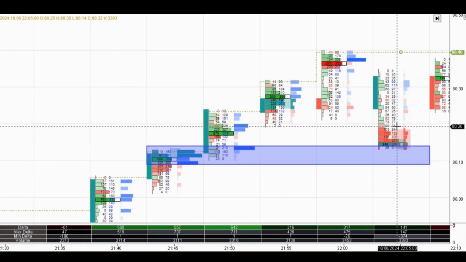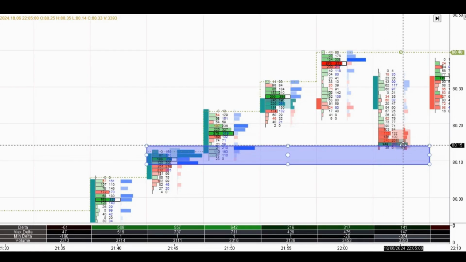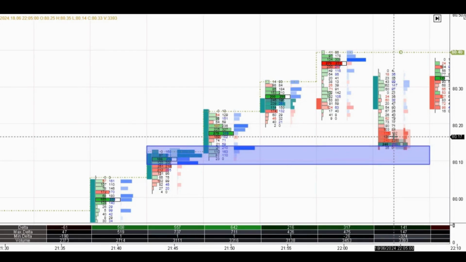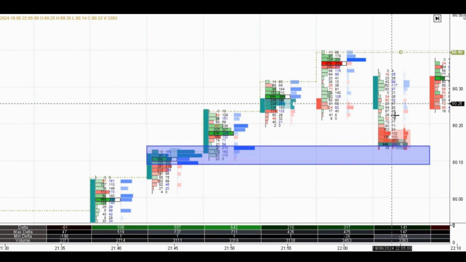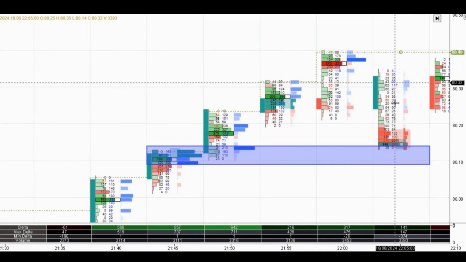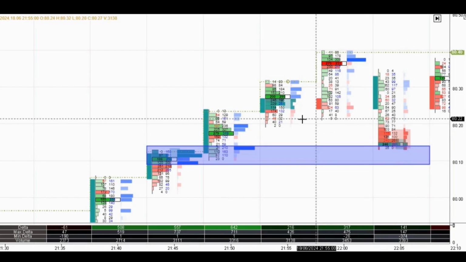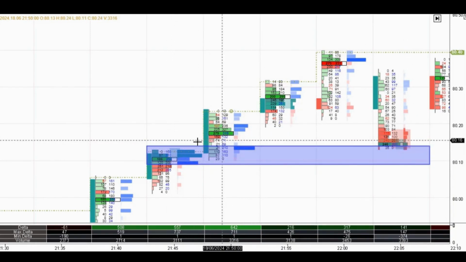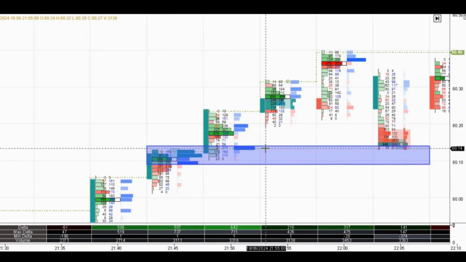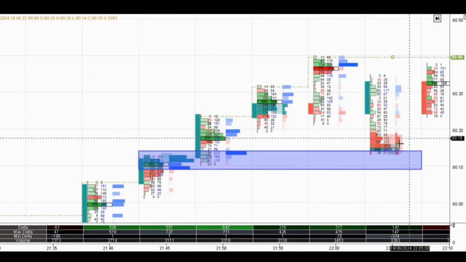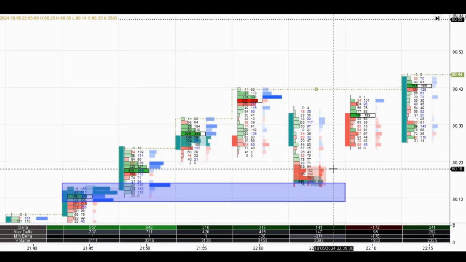By the way, areas like this are a great place to trail your stop to once price has moved away and you can see that traders are trapped. So now we have come down a little. Buyers have shown up again and defended their positions. Sellers have been trapped. We've added to our long position. What do you think will happen? Well, we continue up and make a new high.